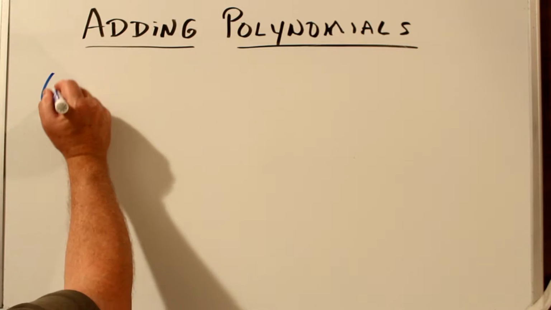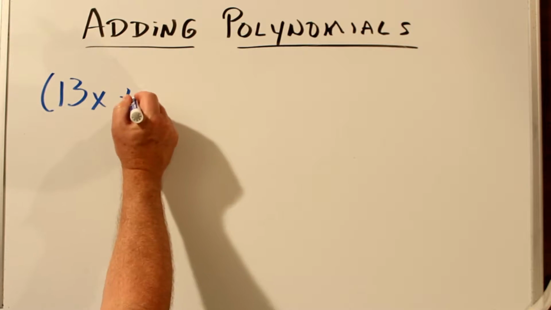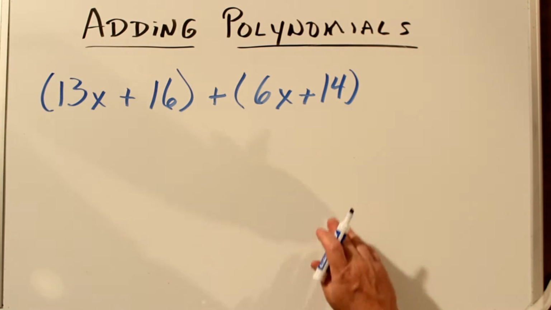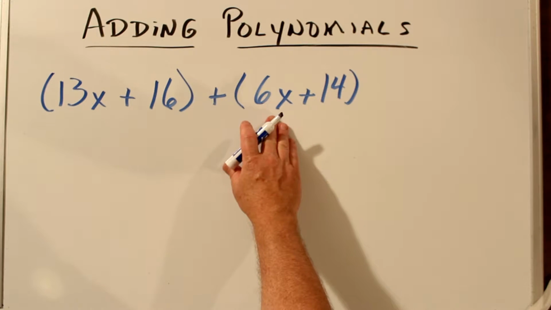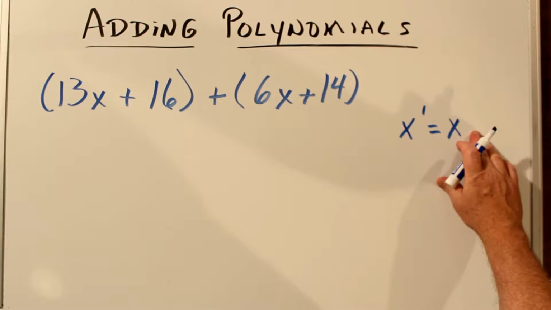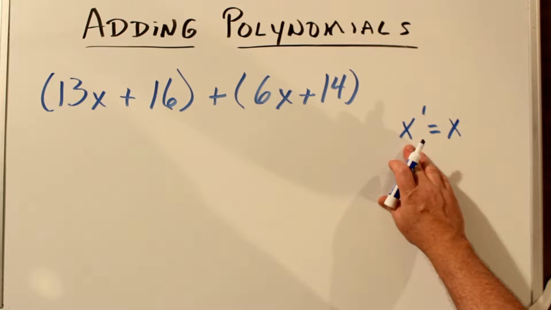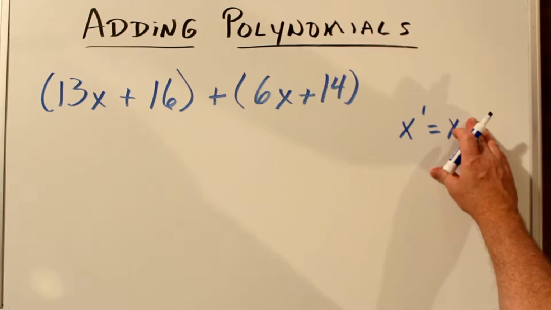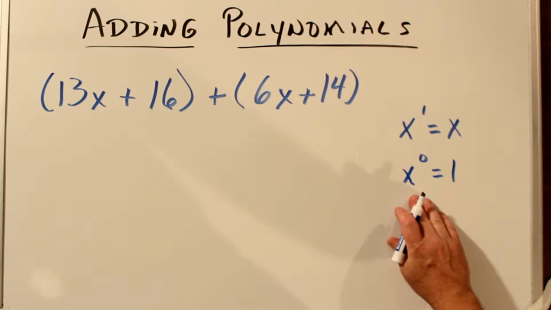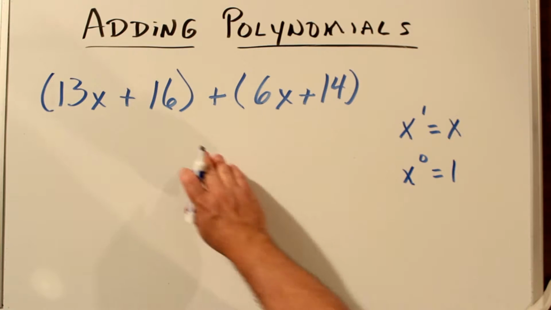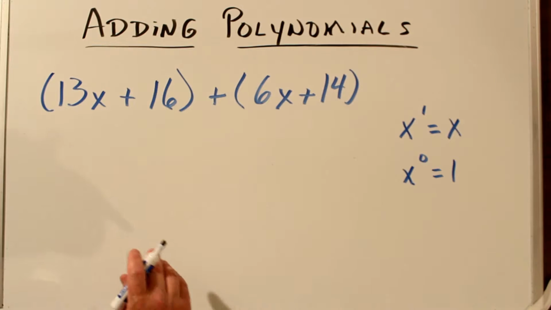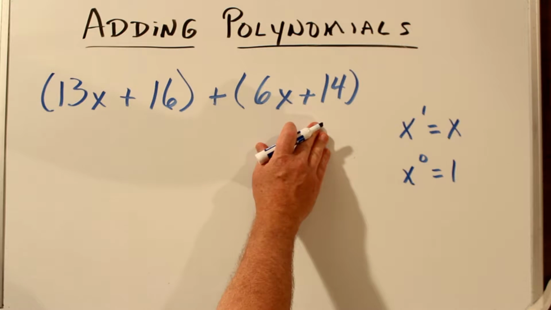Let's try adding 13x plus 16 and 6x plus 14. In order to add polynomials, you look for terms with exponents that are the same. Two things I want to note. If there's no exponent showing, it's x to the 1. X to the 1 is the only exponent that can be written without showing the number. And x to the 0 equals 1. So if there's no x term at all, the exponent is assumed to be 0. With that in mind, let's add these two polynomials together.